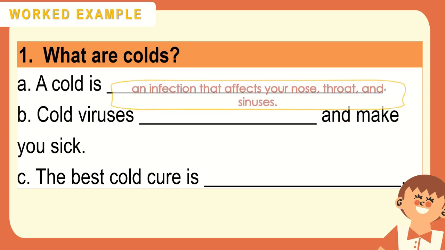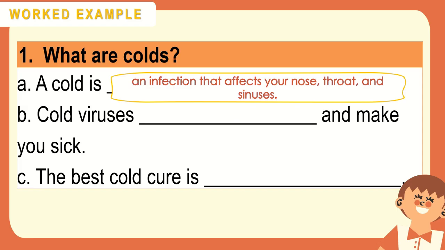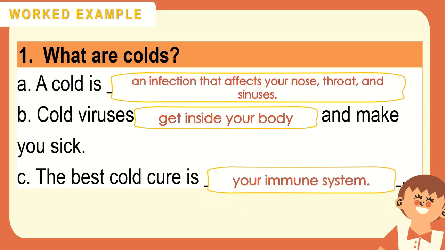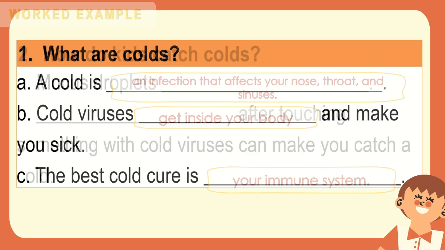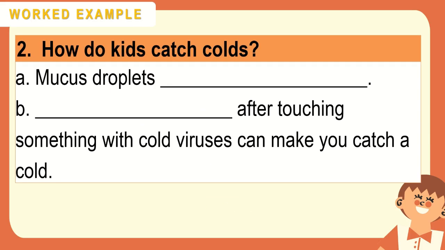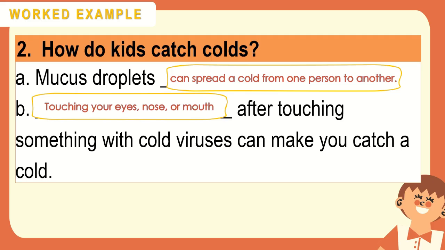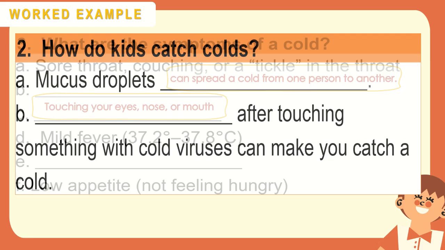A cold is an infection that affects your nose, throat, and sinuses. Cold viruses get inside your body and make you sick. The best cold cure is your immune system. Mucus droplets can spread a cold from one person to another. Touching your eyes, nose, or mouth after touching something with cold viruses can make you catch a cold.